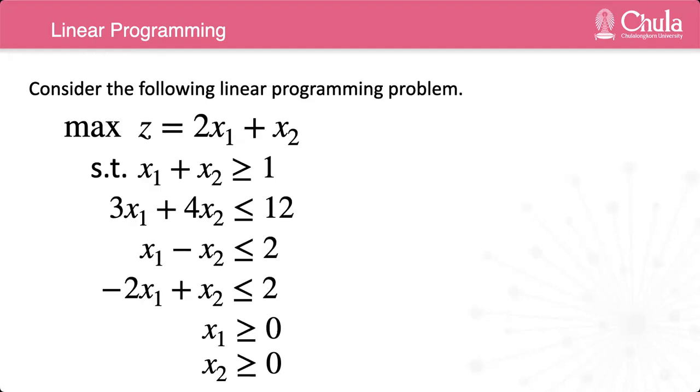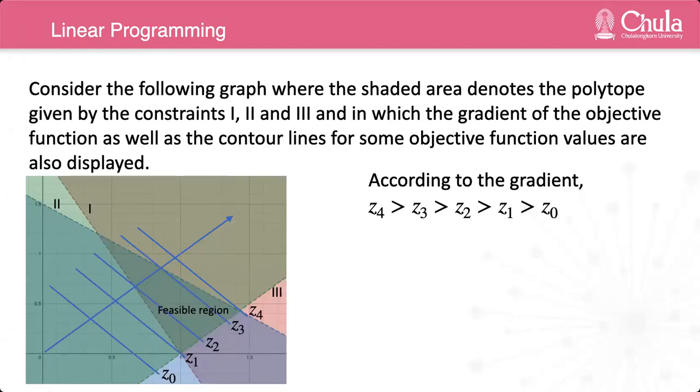Okay, now consider the following linear programming problem. We are still in two dimensions. We have only two decision variables, x1 and x2. However, we have multiple constraints.